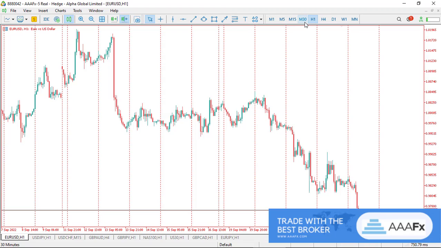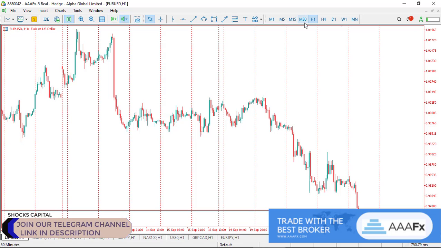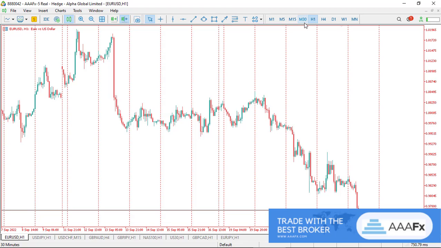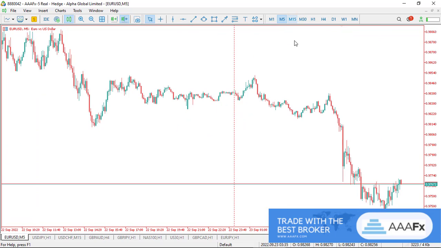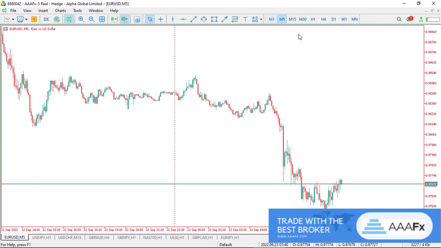So if you want to do proper top-down analysis, you have to choose at least two pairs, right? Not two pairs, sorry, we have to choose two time frames, two time frames that you analyze. So you have to choose the directional time frame and the entry time frame. From what you are seeing here, I'm choosing the H1 as my directional time frame, and I'm choosing the M5 as my entry time frame.